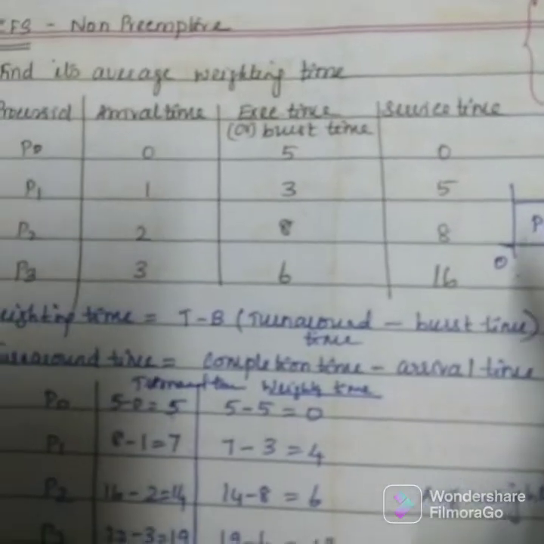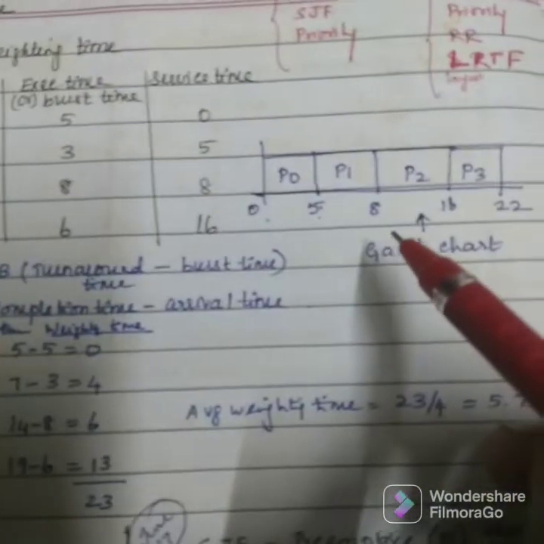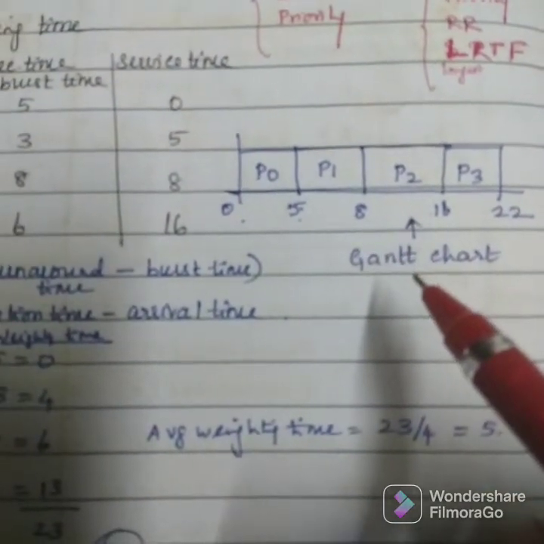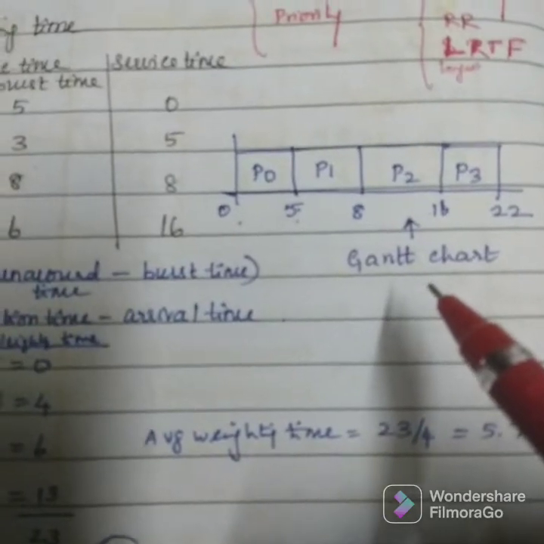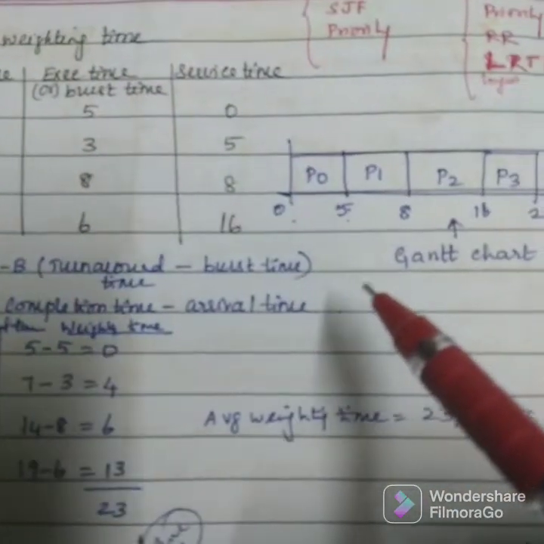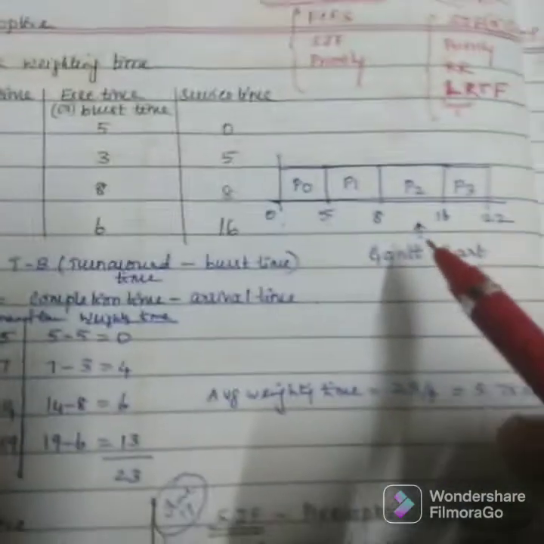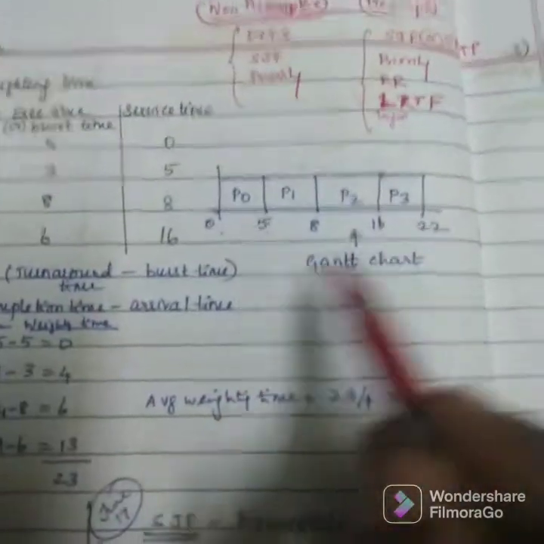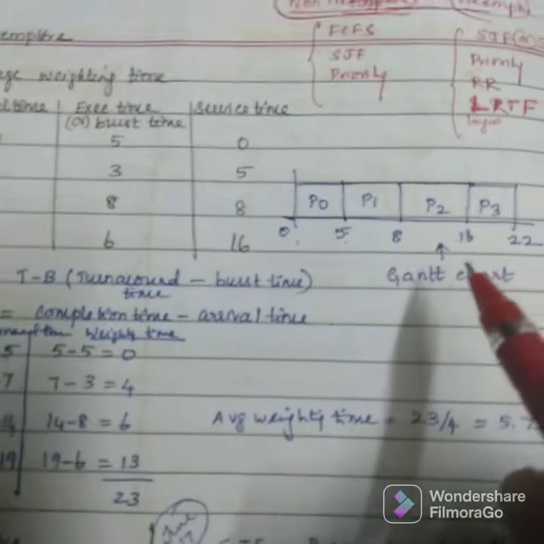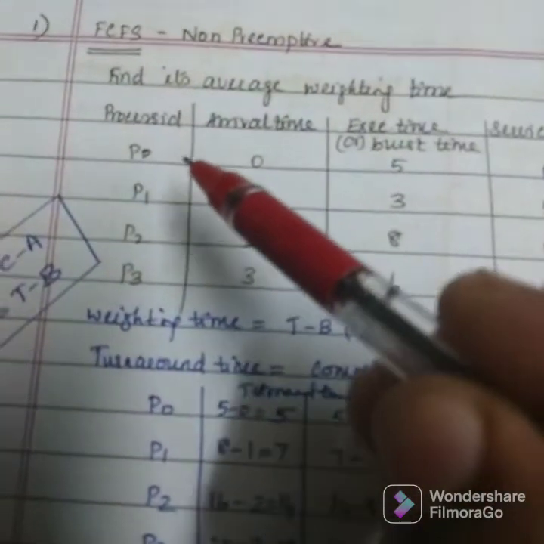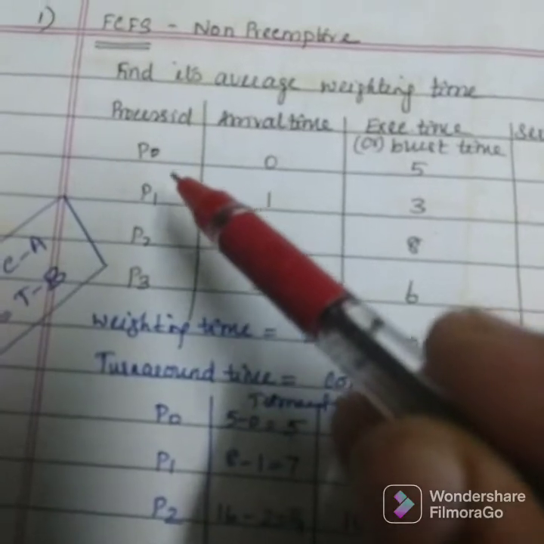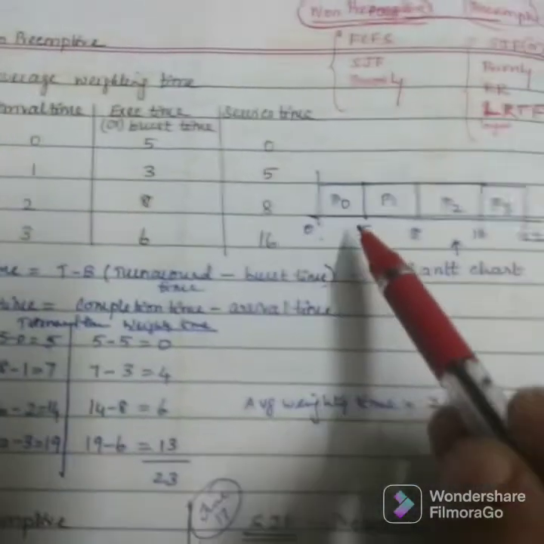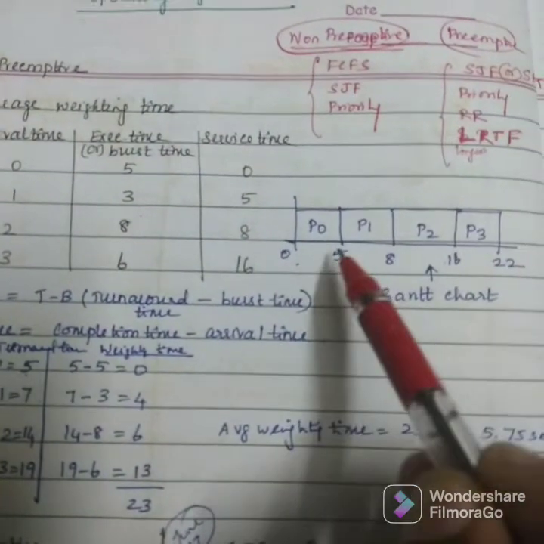Now let's see the answer for this problem. We need to draw a chart, a Gantt chart. This Gantt chart will give the graphical view of the CPU utilization factors. It's just a visual representation. So we are converting the entire problem into a chart. Let's see how it is done. First, we need to know how many processes are there. 4 processes: P0, P1, P2, P3. So we need to draw 4 processes here.